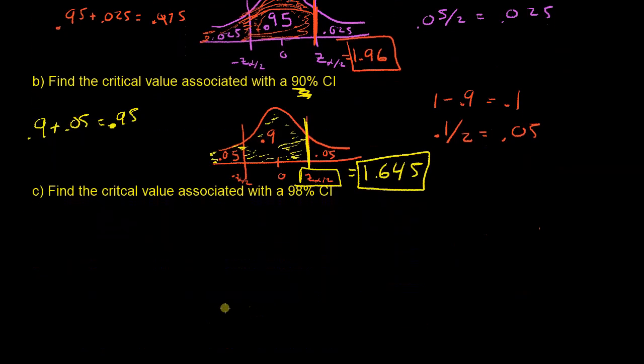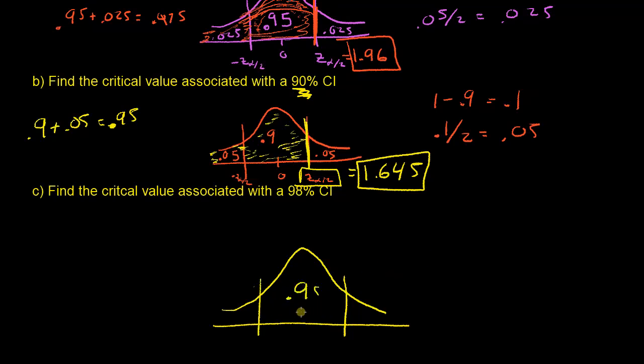Let's do one more example. Say now we're trying to find the critical value that's associated with a 98% confidence interval. Okay, so this is the distribution of Z. 0.98 is in the center. All right, that means I've left over 0.02, right? Because 1 minus 0.98 is 0.02. And so I have to split up 0.02 into both tails. So 0.02 divided by 2 is 0.01. So the area here is 0.01. The area over here is 0.01. So total area under the curve is what? So let's check that. 0.01 plus 0.98 plus 0.01 equals 1.